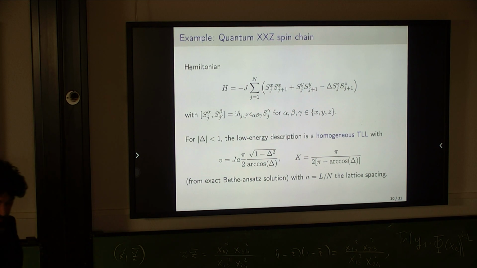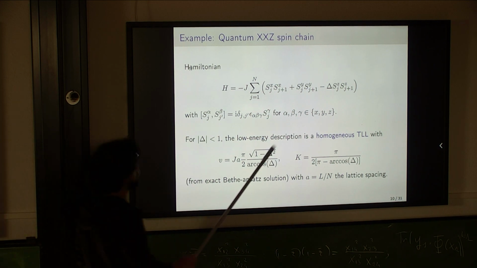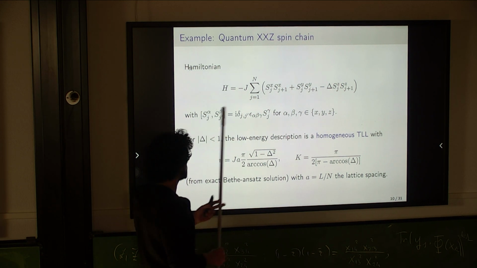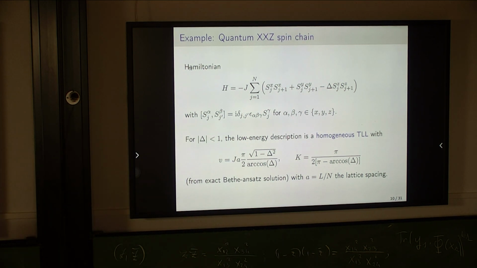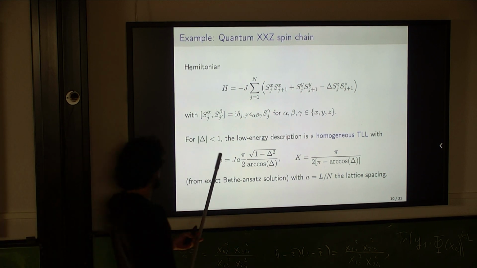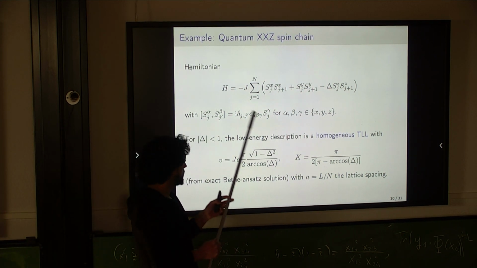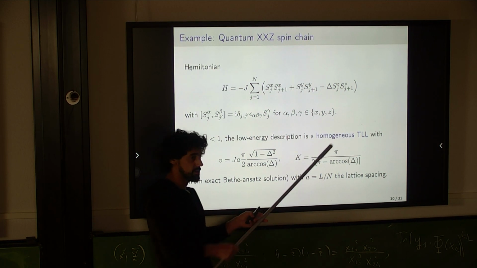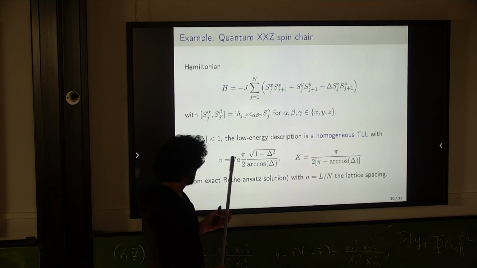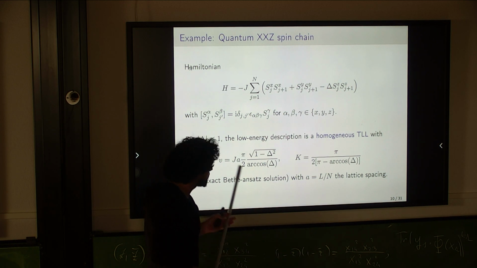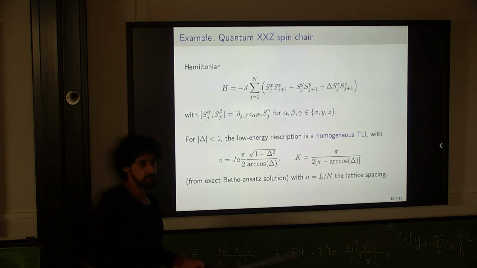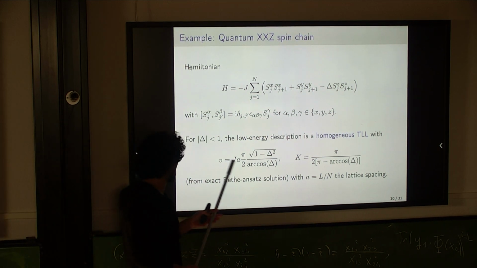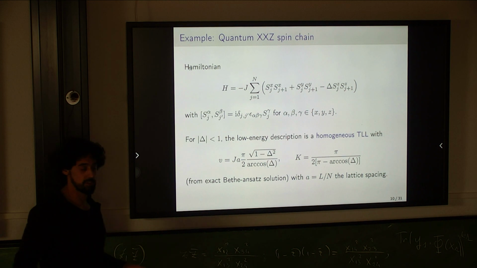You have the usual XXZ spin chain with some anisotropy delta. Now you have some coupling J, and this is the usual SU(2) case. In a low energy description, you can effectively describe this Hamiltonian with the Tomonaga-Luttinger liquid, with v and K picked in this particular way, obtained by the Bethe ansatz. Since delta and J are constant, this v and K are constant, so that's the usual case.